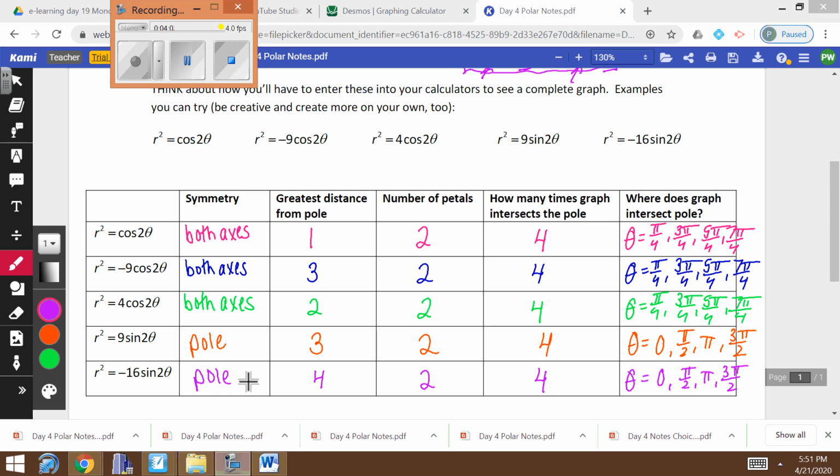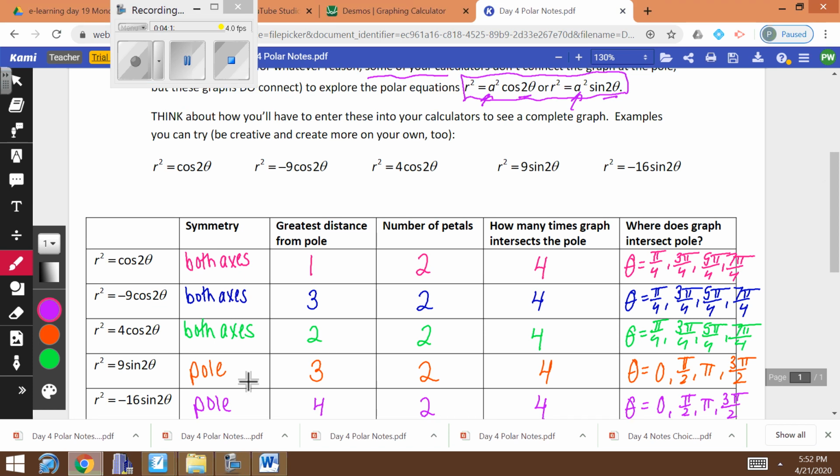So that can maybe help you recognize that our sine graphs here are going to be symmetric to the pole. Something I want you to notice, again, when we looked at the general form for these up here, these were all a squared. You'll notice that the greatest distance from the pole just corresponds to what we call that a value. So here the a value was like 1 squared. The distance from the pole is 1.